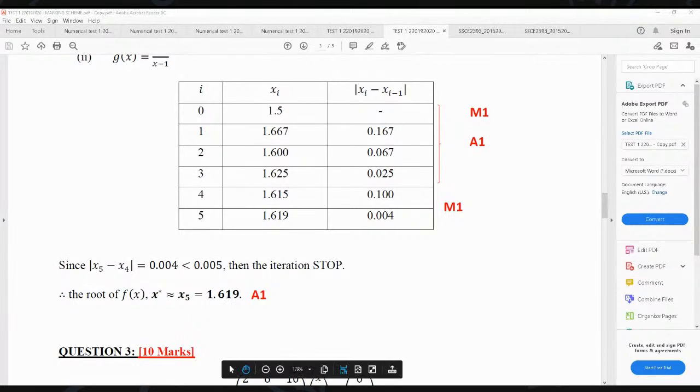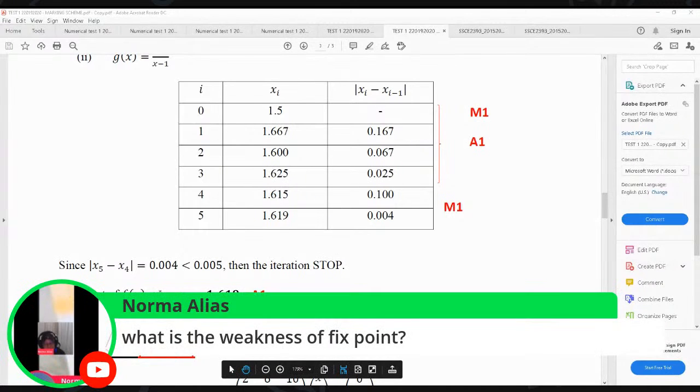So now, what is my question here? What are the weaknesses of the fixed point iterative method? My question here: what are the weaknesses of the fixed point iterative method?